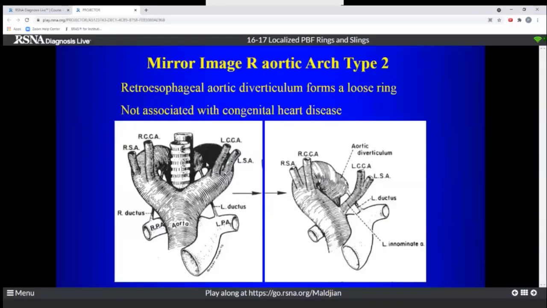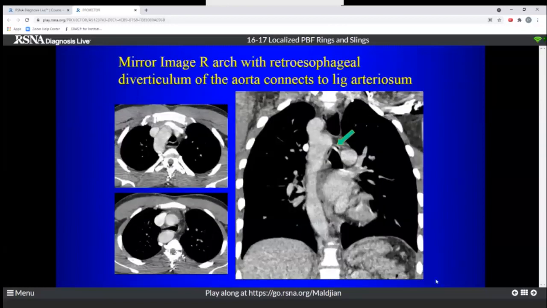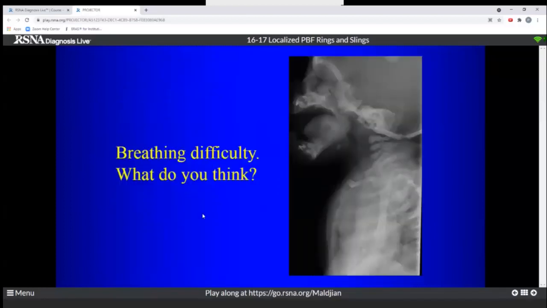So the interruption there occurs in this location here with mirror image type 2, and you can see that diverticulum here. Here's the ligamentum. So this also forms a loose vascular ring, and this is not usually associated with congenital heart disease. So what is the clue? Well, you have an adult with mirror image arch who does not have congenital heart disease. Look very carefully. Look for that retroesophageal diverticulum indicating where the ligamentum arteriosum is, and then that tells you that we're dealing with mirror image aortic arch type 2, the type usually not associated with congenital heart disease.